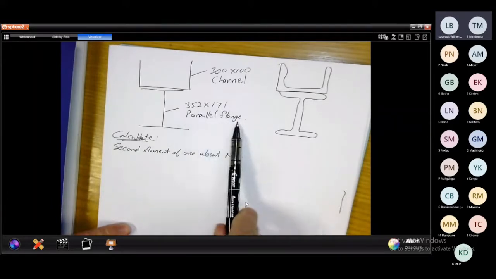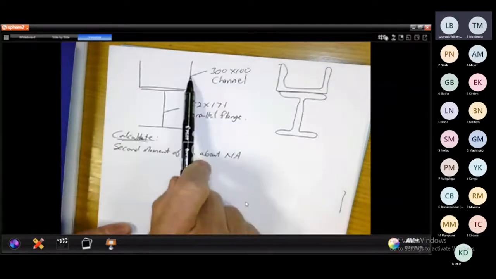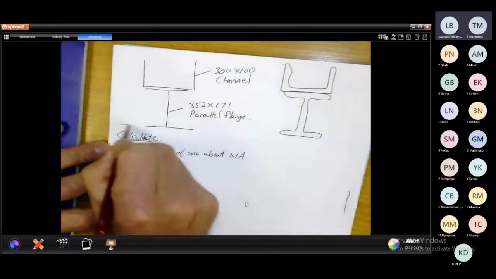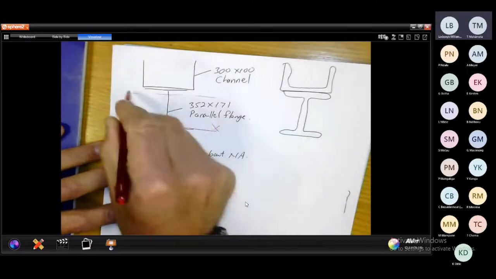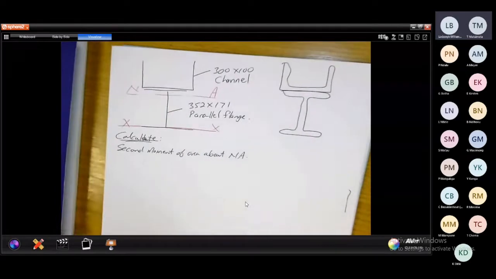Okay, in this case, he says you have a parallel flange 352 by 171. It is a parallel flange I section, and then you also have a channel 300 by 100. The question is, calculate the second moment of area about my neutral axis. Let's say we're working from the bottom, from here. That means at my neutral axis I want to calculate the second moment of area.